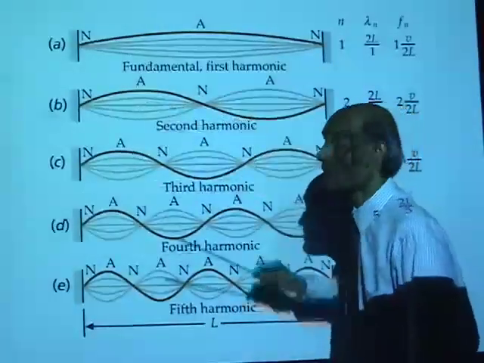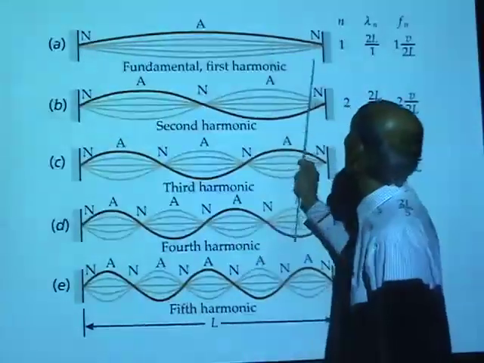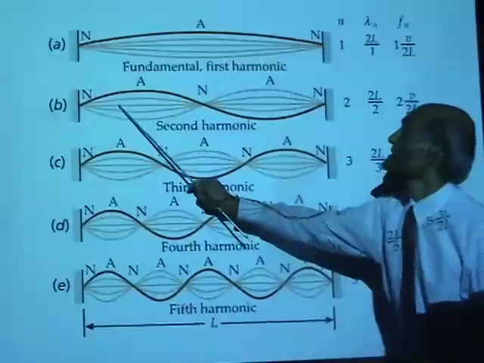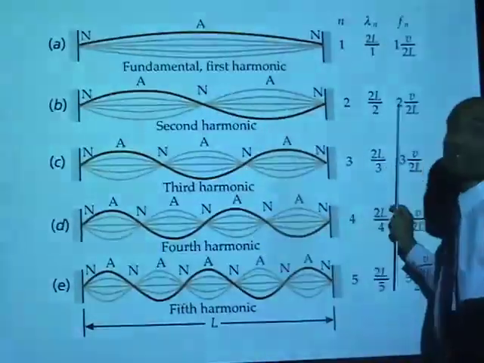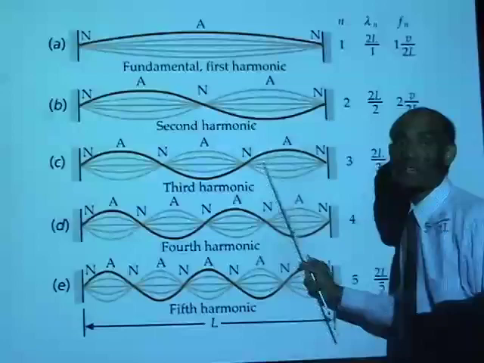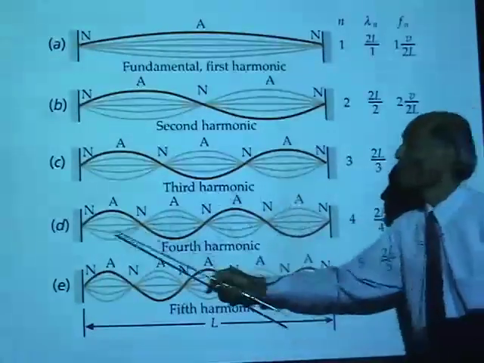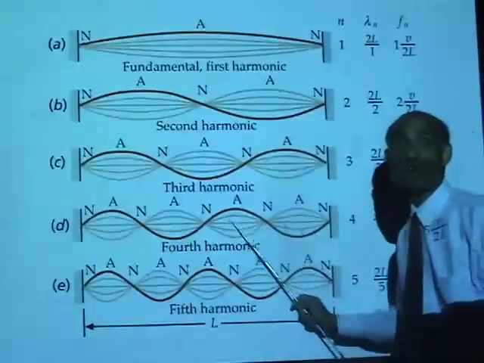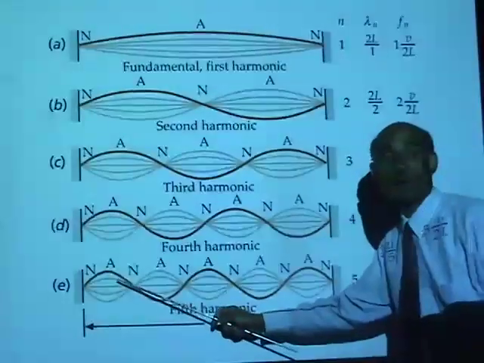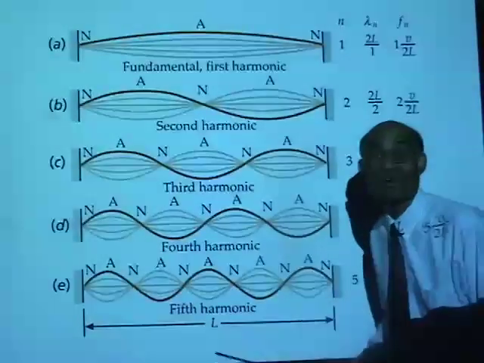Now, I have the diagrams illustrating many more modes of vibration. Look at this. The fundamental mode of vibration, the frequency is 1 times v over 2L. The second harmonic, the frequency is 2 times v over 2L, 2 times the fundamental. The third harmonic, the string vibrates in 3 segments. The frequency is 3 times the fundamental. The fourth harmonic, the string vibrates in 4 segments. The frequency is 4 times the fundamental. Fifth harmonic, the frequency is 5 times the fundamental, and so on.